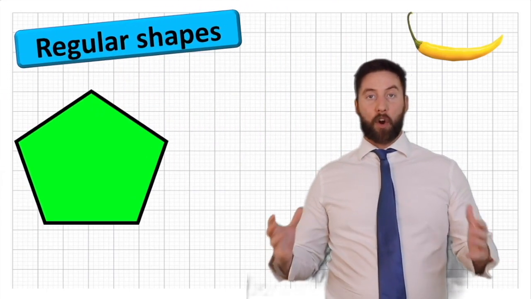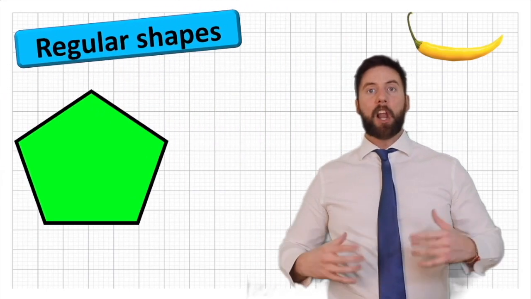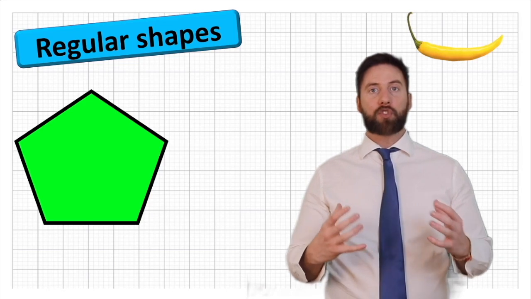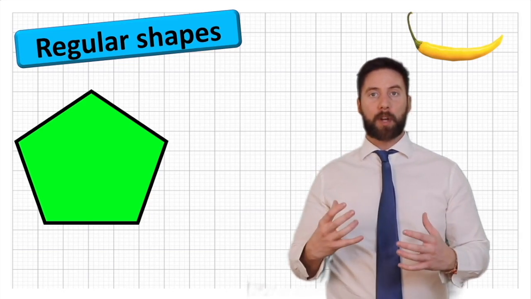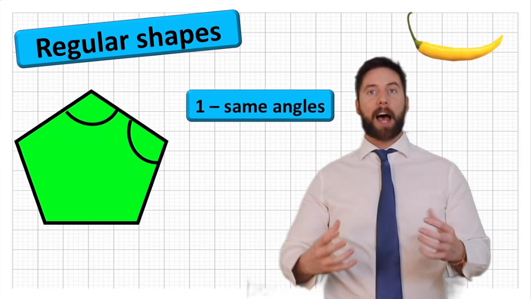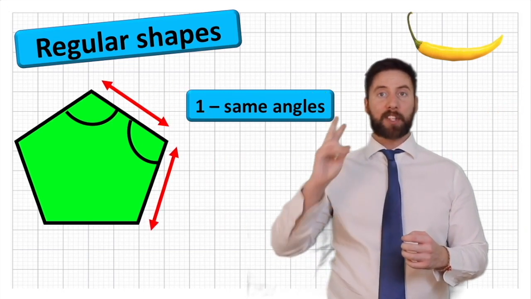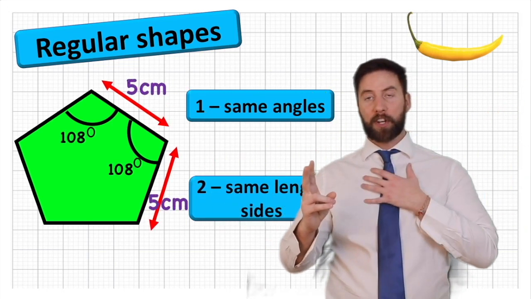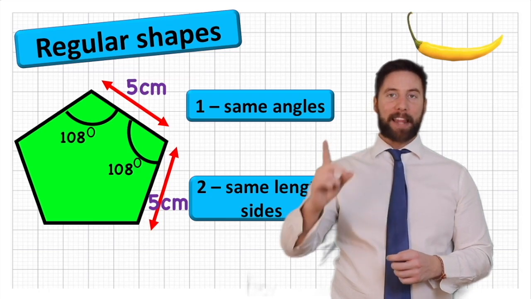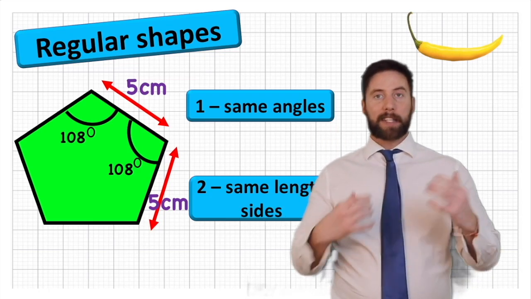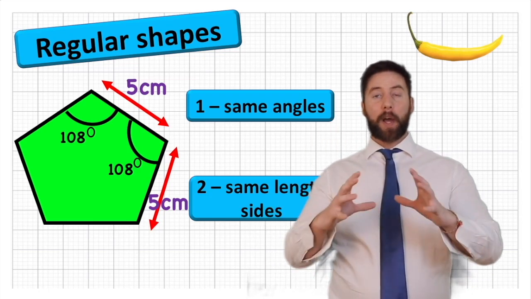Now another example of an orange chilli challenge, in my opinion, would be looking at regular shapes. Because if we know about geometry and shapes already, regular shapes have 2 qualities which are the same. They're going to have the same angles and, importantly for us, they're going to have the same length sides.